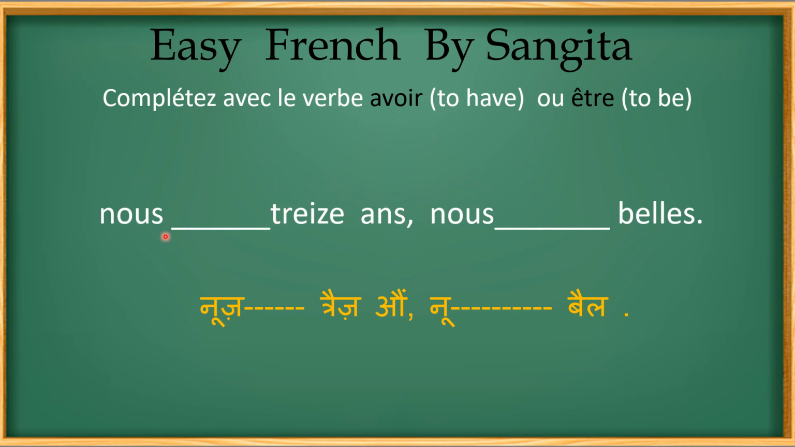Okay. So nous avons. So nous avons 13 ans means we are 13 years old, and nous dash belle. So nous, we have beautiful. Belle means beautiful. We have beautiful or we are beautiful. So être conjugation in the nous form. So it will be nous sommes belles. So nous avons 13 ans. We are 13 years old, and nous sommes belles. We are beautiful. Okay, got it?